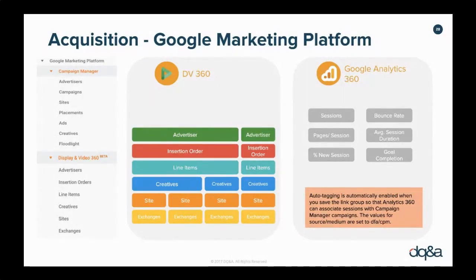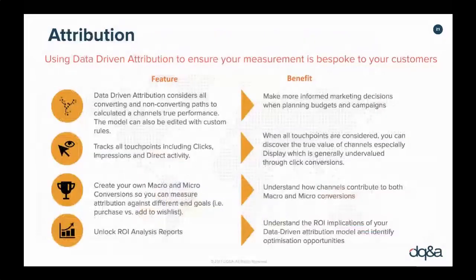Same story down for DV360. And what you can do is combine dimensions from the list that you see on the left from the GMP platforms with metrics that are actually from Google Analytics. Why is this also important? Because it helps with the data-driven attribution model.